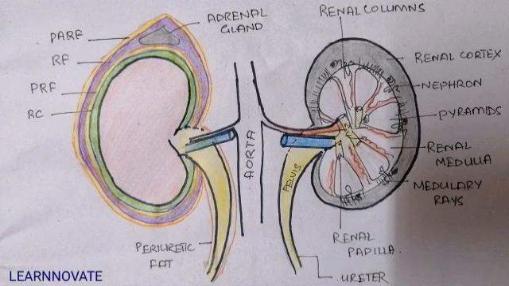In this video, we are going to discuss the gross anatomy of the kidney, also called the renal anatomy. We will discuss the structures of the kidney, what we can see inside the kidney, and how the kidney is covered by the outer layers of the capsule and the fascia. Also, we will discuss the vasculature of the kidney and the lymphatics of the kidney.